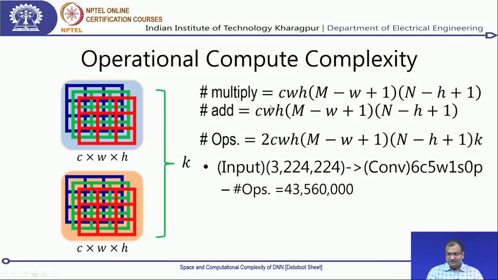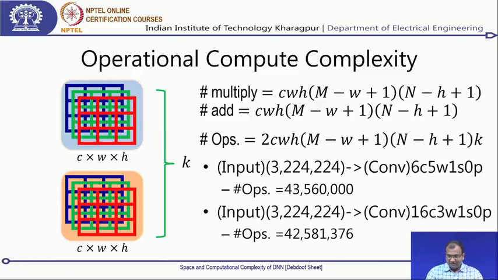Okay. This is what comes down for a decent sized small network. Now, if I have another network which goes from 3 cross 224 cross 224 onto 16 channels, each with 3 cross 3 kernels, you would see that the number of operations is slightly reduced, but not by much. It is about just 1 million operations fewer, and 1 million over a factor of 43 million is not a significant reduction. So this is about the operational computational complexity of your convolutional methods, which we had not covered in the earlier lecture.